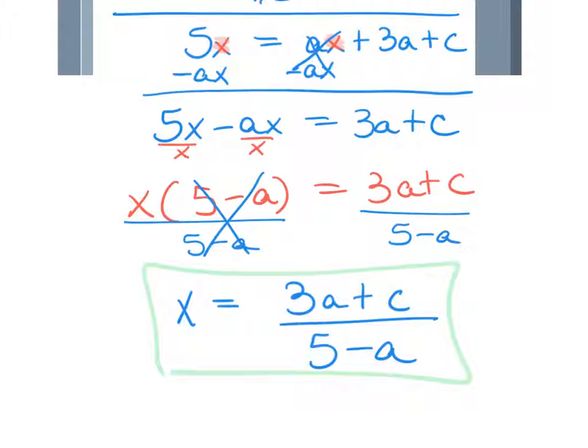So when you have non-like terms of the variable you're solving for, you're going to have to factor out a greatest common factor of that variable you're solving for.